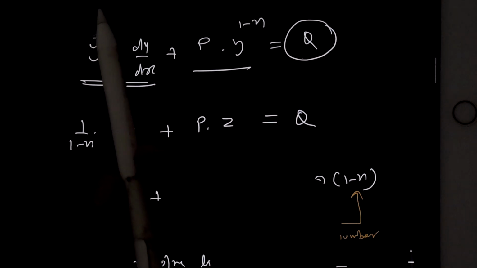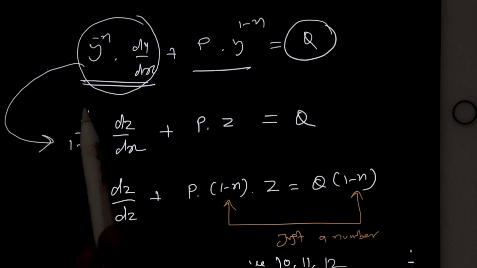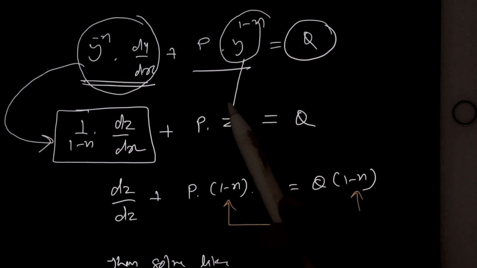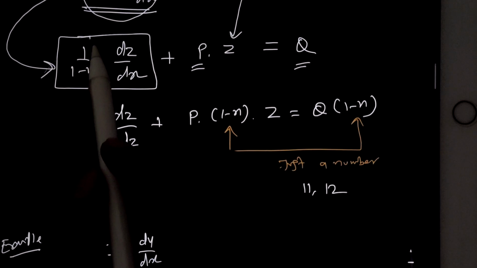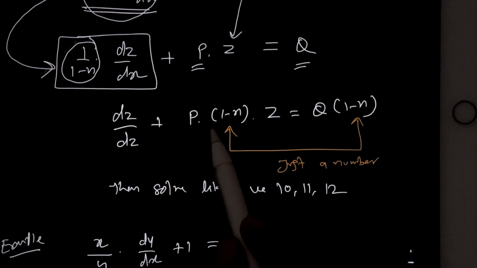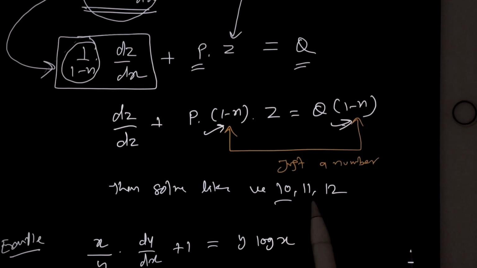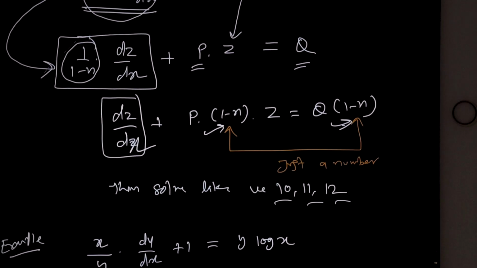Now this entire part we are replacing with z, with 1 by 1 minus n into dz by dx, and this part I replaced with z, and p and q I did not touch. Okay, now this 1 by 1 minus n I multiplied here and here because in previous lectures 10, 11, 12 you have learnt that the coefficient of dz by dx should be only 1. If anything else is there, remove that.